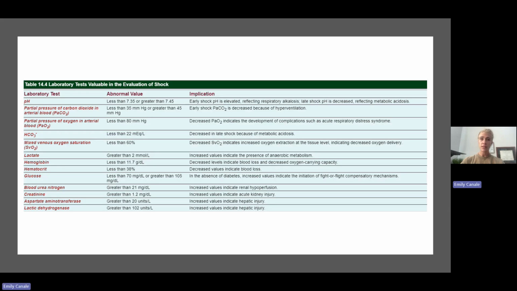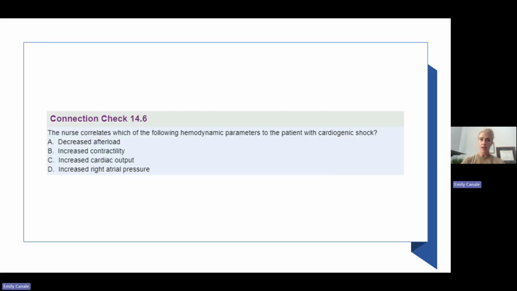And I just included some other charts with the hemodynamics. I have it ended with another connection check. Please try and actually do those. There's also a really good revolving case study in chapter 14 that starts from the beginning and goes all the way to the end. I do encourage that because that does do more of an application type thought process.